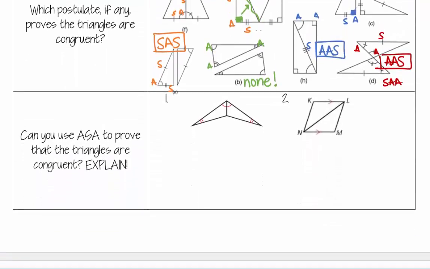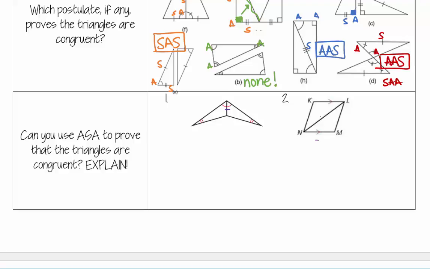So, can I use angle, side, angle to prove that these triangles are congruent? So we need a yes or no answer and then prove why. So one thing to look out for that I noticed you guys haven't been doing when I was watching you do the proofs yesterday. Anytime you have a shared side, like this one, or like this one, you're going to use the reflexive property, and you should know that right away.